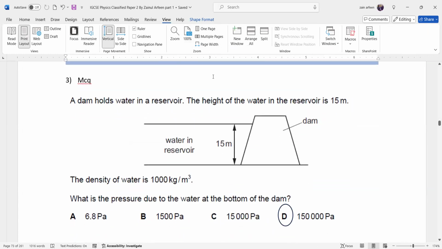In question 3, a dam holds water in a reservoir. The height is 15 meters. The density is 1000. What is the pressure due to the water at the bottom of the dam? The pressure exerted by the liquid depends on the density, depends on the gravity, and depends on the depth. Pressure we don't know. The density is given as 1000. The gravity is 9.8 for the earth, and the depth is 15. So when we multiply, it will be about 150,000 Pascal.